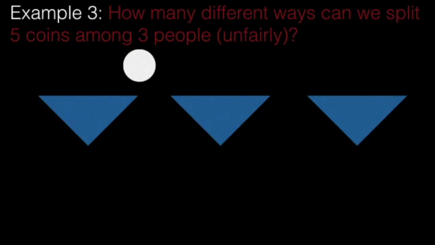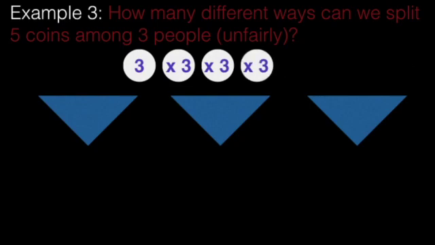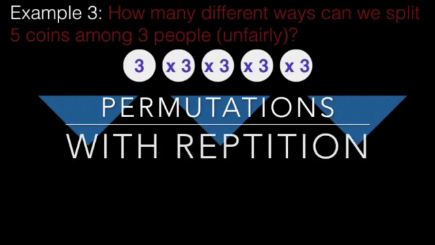First coin, it's got 3 different people that it could go to, right? So 3 ways to give out the first coin. Second coin, still 3 different ways to give it out, right? So there's 9 different ways that I could give out those first 2 coins. Third coin, I could still give it to 3 different people. Same thing with the fourth coin. Same thing with the fifth coin. All right, so we've actually got 3 times 3 times 3 times 3 times 3, or 3 to the 5th power, as the number of different ways that we could give out coins.